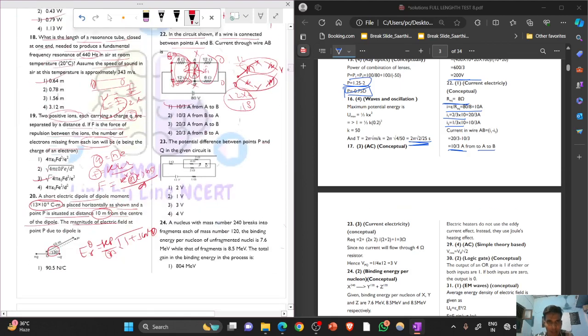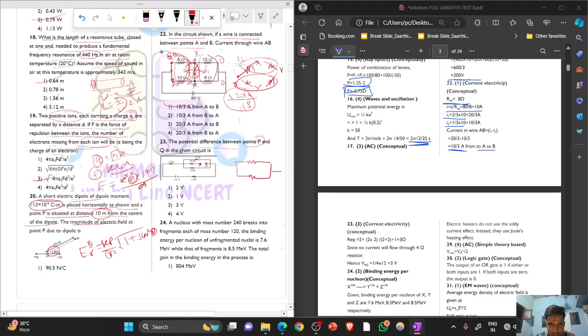Okay. The potential difference between the points P and Q. It is asking what the potential difference of this point is. You just need to take it out and solve it, a simple version. You just need to first calculate the R equivalent. This circuit, you can redraw in this way.